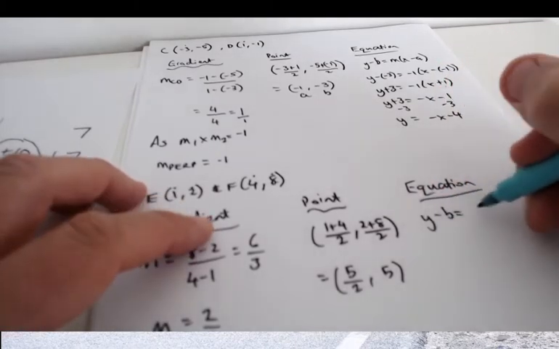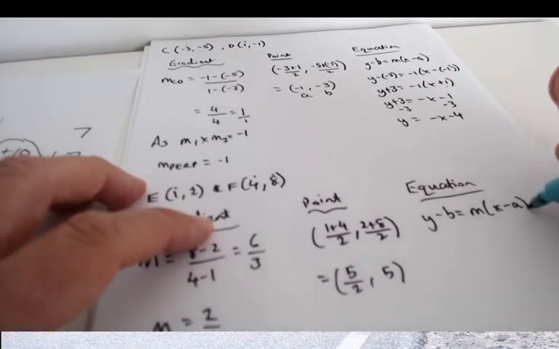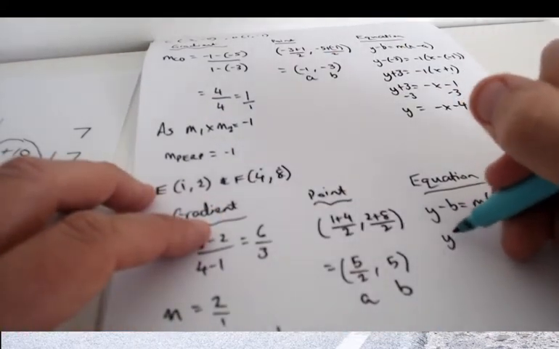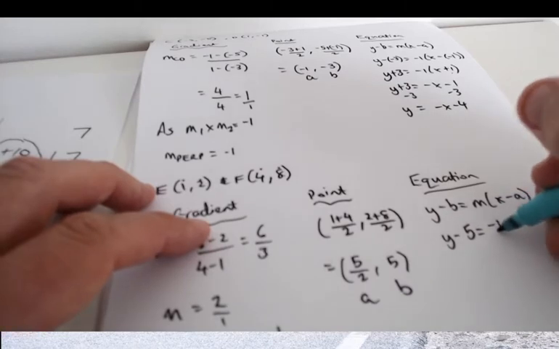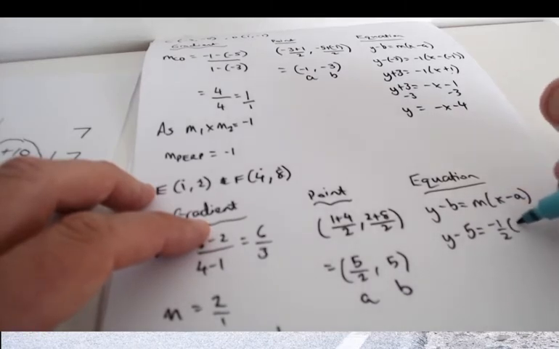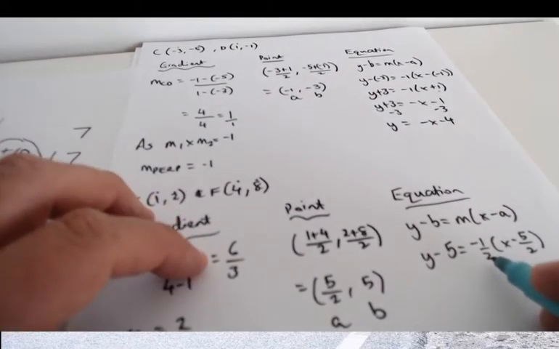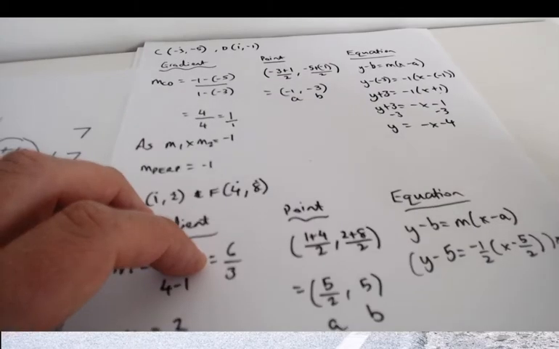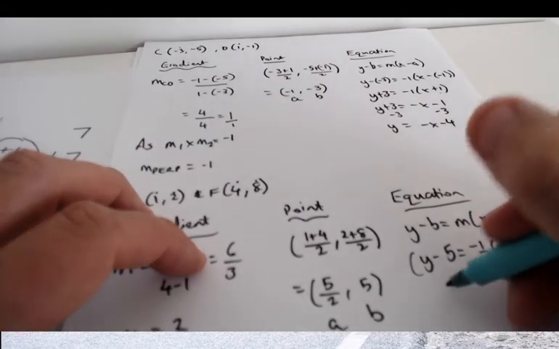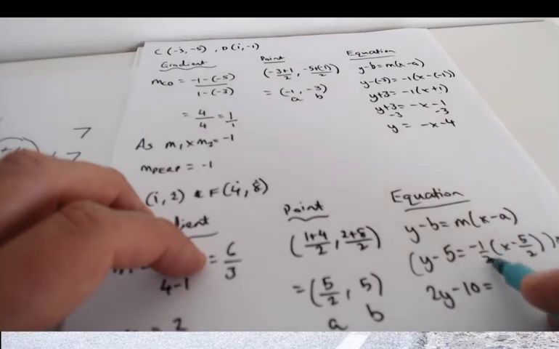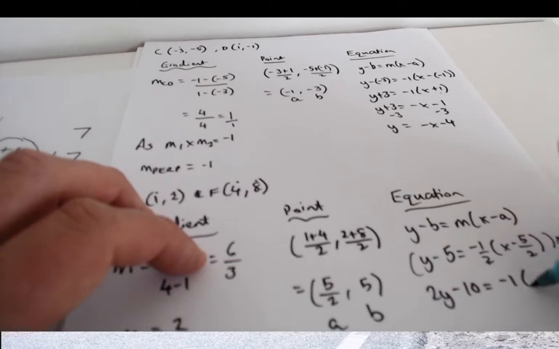y minus b equals m bracket x minus a. There's my a, there's my b, my gradient was minus a half. So y take away 5 equals minus a half x take away 5 over 2. I want to remove that fraction, so I'm going to times by 2. If I times everything by 2, 2y minus 10 equals, the minus a half, the 2 on the bottom will cancel with that 2, that'll leave me with minus 1.